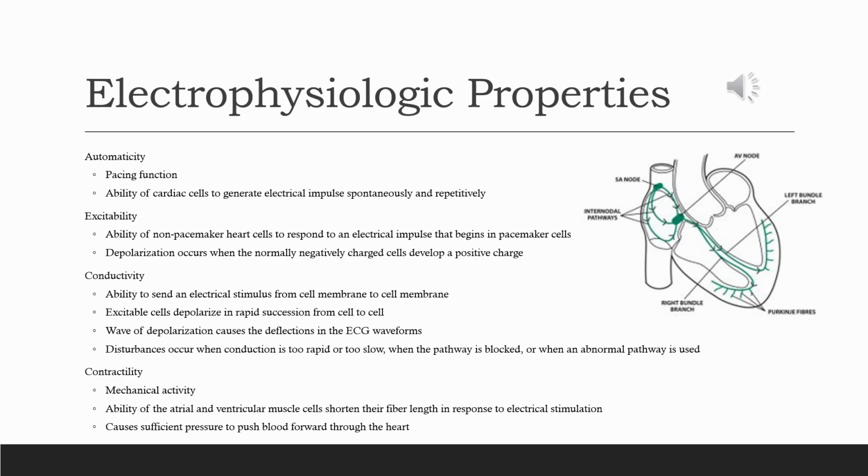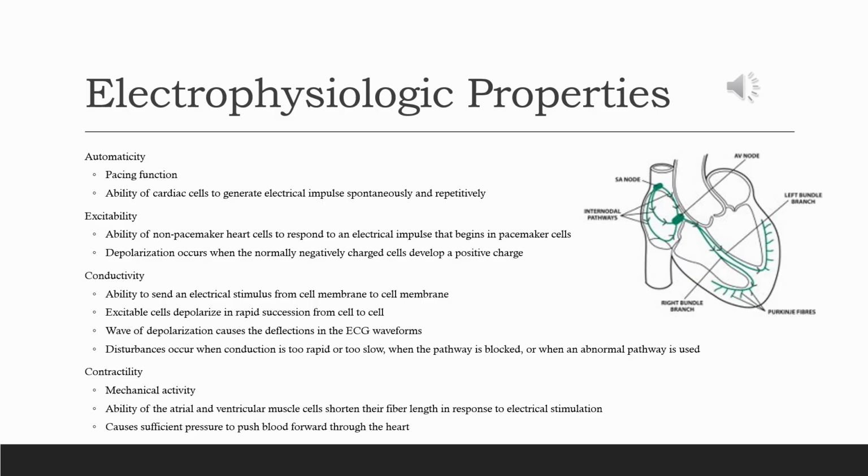Our second property is excitability. This is the ability of non-pacemaker cells to respond to an electrical impulse. Depolarization or contraction occurs whenever the normally negative cardiac cells develop a positive charge, which allows electrical conduction to continue through the heart. Third, we have conductivity.